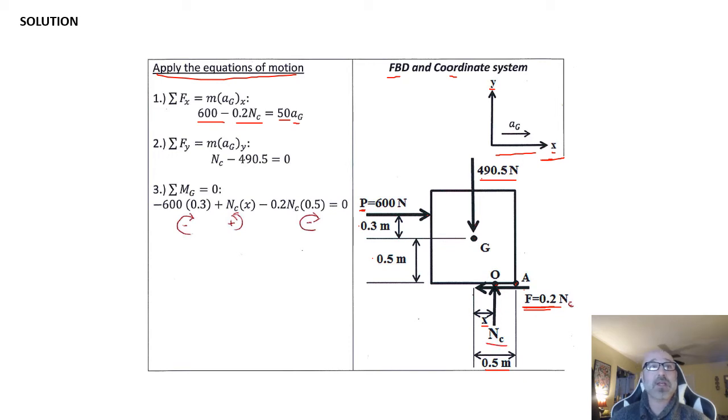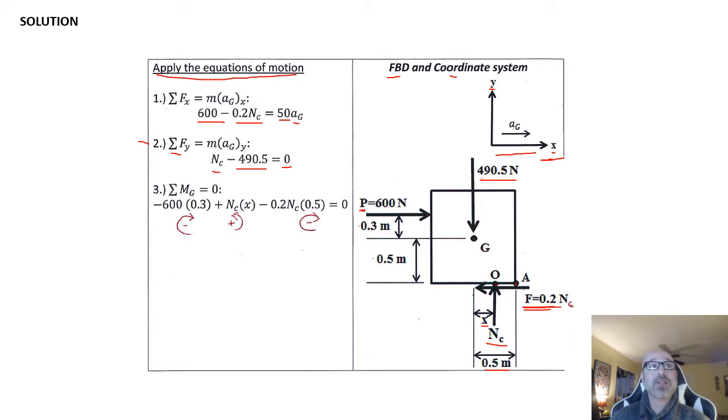So I draw out my second equation of motion, the summation of forces in the y direction. Well, I have my positive normal force minus my weight force, and it's not moving at all in the y direction, so that's equal to 0. So I have my N sub c minus 490.5 for my weight force is equal to 0.